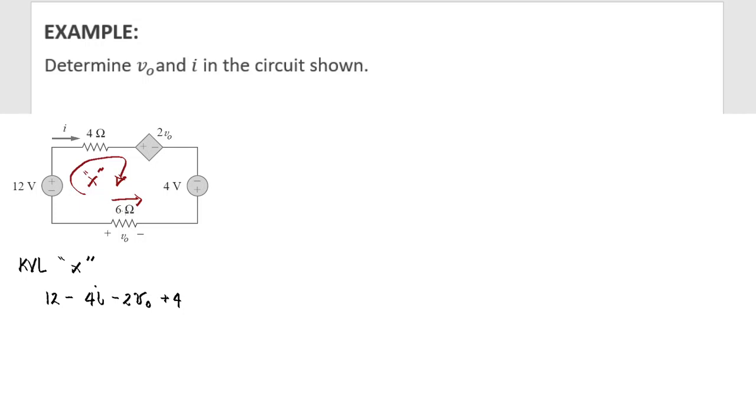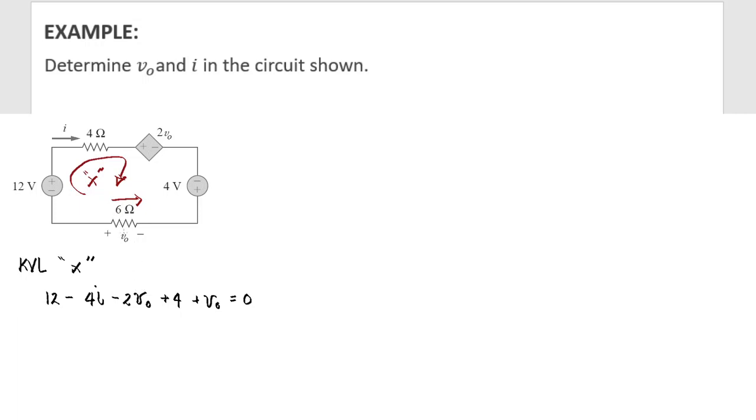Now, for the 6 ohm resistor, we know that the voltage drop here is VO, right? And as you can see, our loop X enters the negative and then leaves the positive, then that would be a positive VO, which is equal to 0. We don't need to use the current here because we already know that the voltage drop across your 6 ohm resistor is VO.